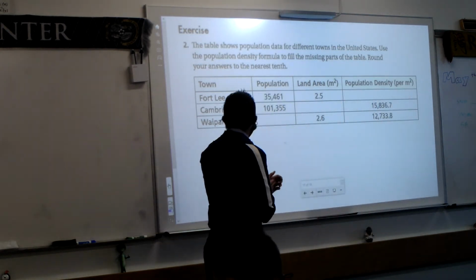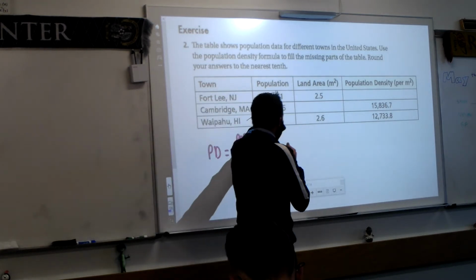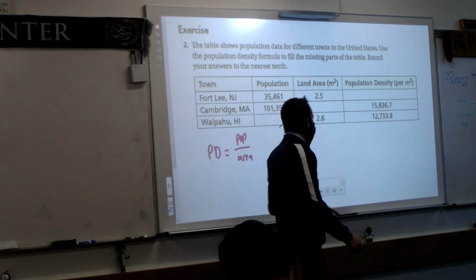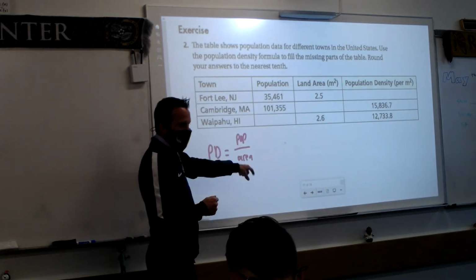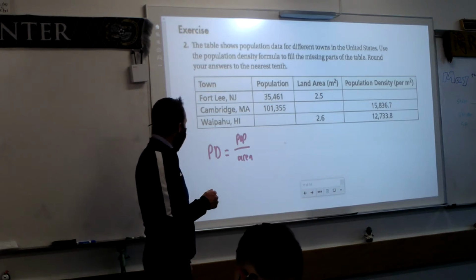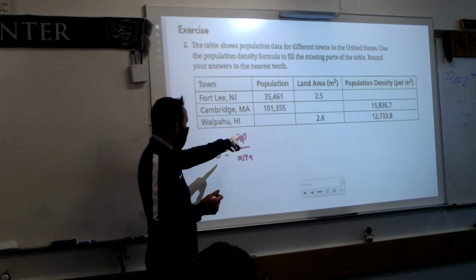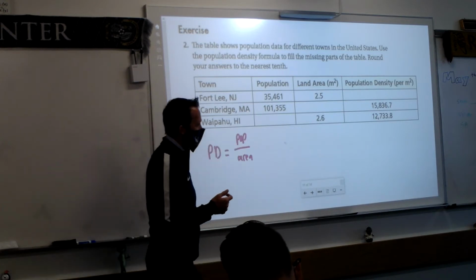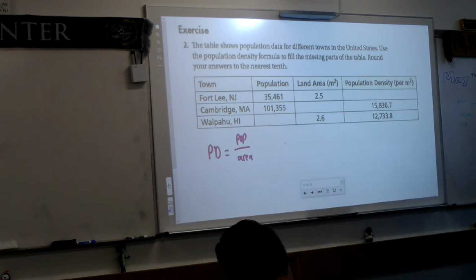But now let's look at Cambridge, Massachusetts. It gives you the population and the population density. You plug them in. You're going to have to solve for the area and do some algebra. Same with Waipahu. It doesn't tell you the population, but it gives you the area and the density, so you have to work backwards. So I'm going to give you about 2 or 3 minutes here. Work with your neighbor. Let's see if you can fill in those blanks. And if you get it, then help your neighbor to get it.